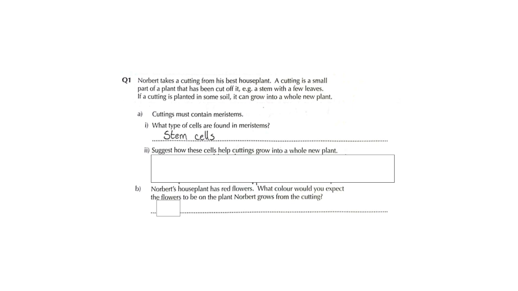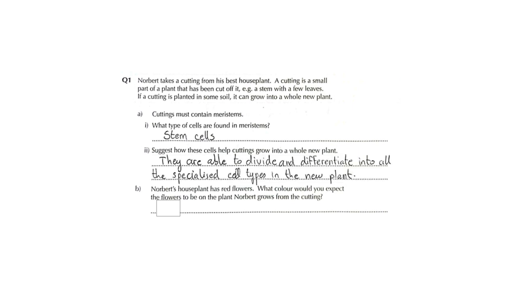Suggest how these cells help the cutting grow into a whole new plant. They're able to divide and differentiate into all specialized cell types in a new plant. Okay, so if you think about the plant, there is a lot of different types of cells inside this plant. We remember the xylem, do you remember the root hair cell, etc. The meristem cells can turn or specialize or differentiate into all these types of cells.